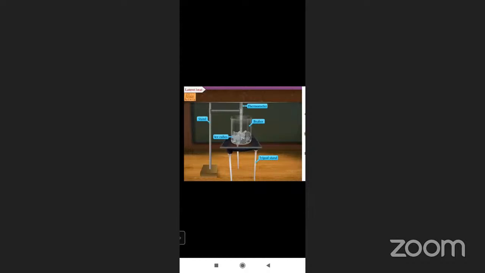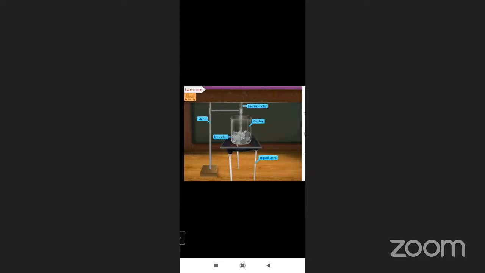So the beaker in which the pieces of ice are there, we are going to heat by putting it on the burner. Record the temperature using the thermometer after every minute. This is the most important point: when we are heating the ice, we are going to measure the temperature with the thermometer after every minute and note it.